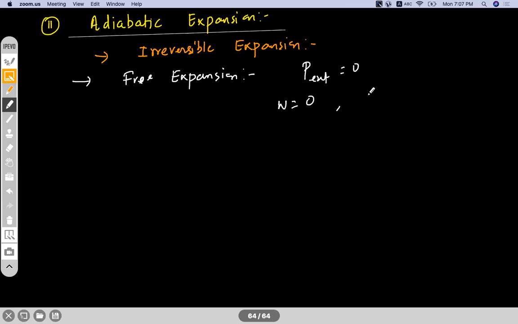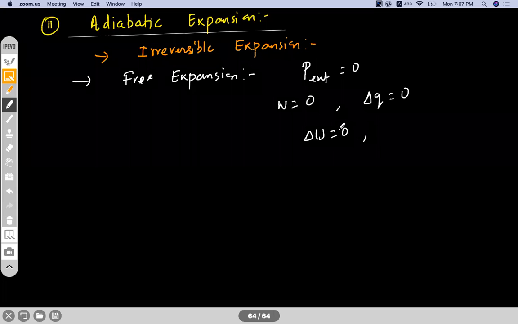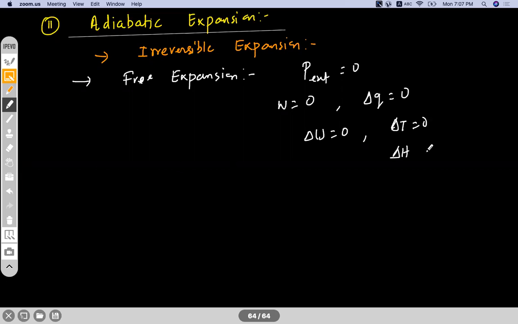So delta Q is zero, work done is zero. So delta U is zero, right? Delta U is zero and delta T is also zero, because there's no exchange of heat, adiabatic. So whatever the temperature we have, it is constant only since work done is also zero. And delta H is also zero. All these things will be zero in free expansion.